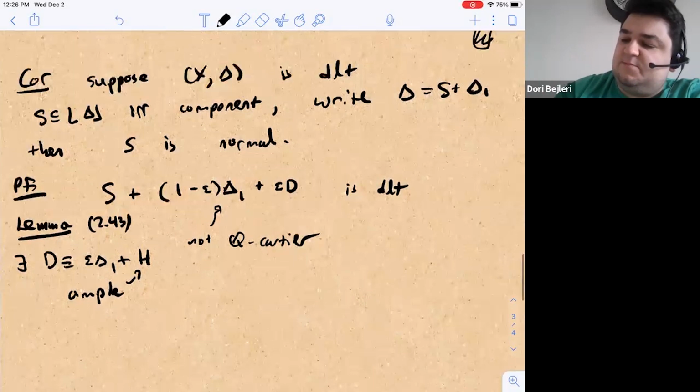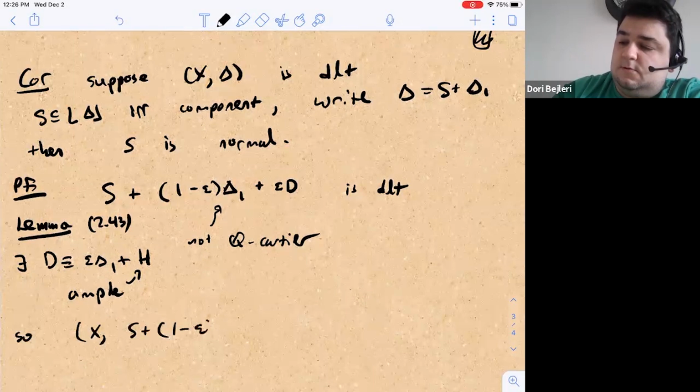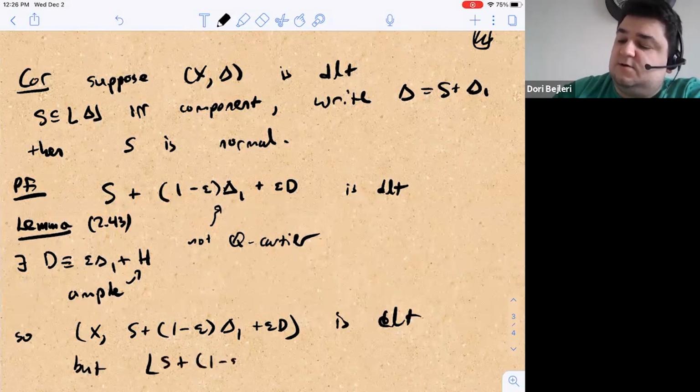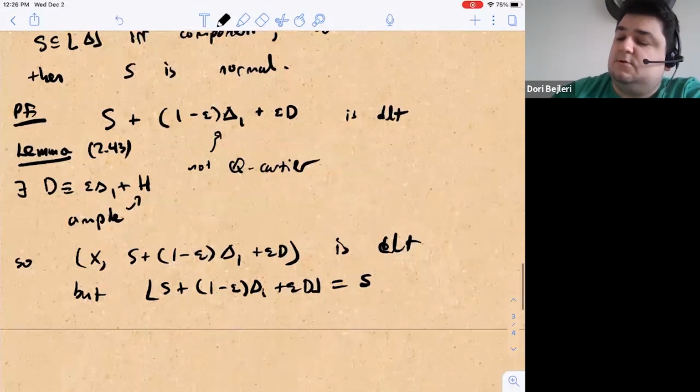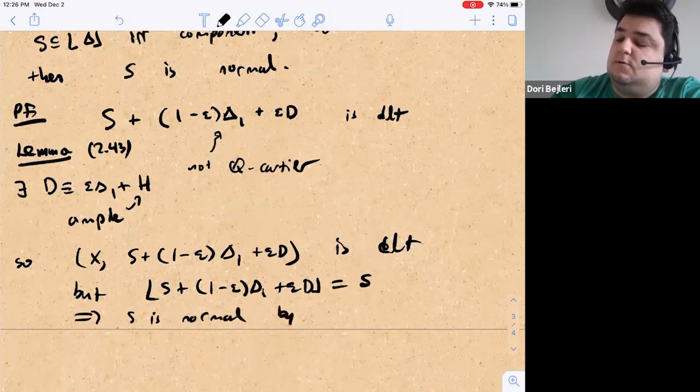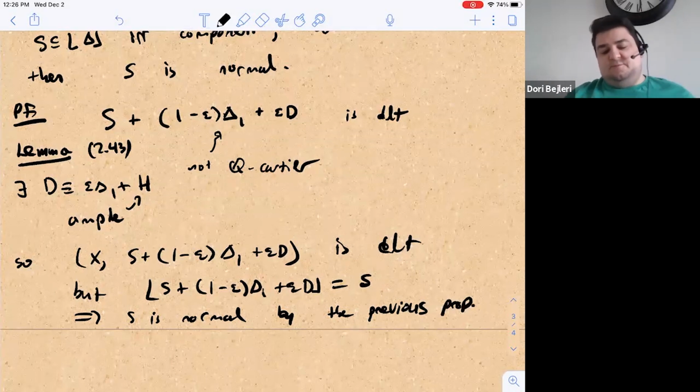So now this thing is DLT, but the round down is just the single component S, and so S is normal by the previous proposition. Okay, so this is how we perturb DLT pairs to pick out a single irreducible normal divisor that we then want to apply adjunction to.